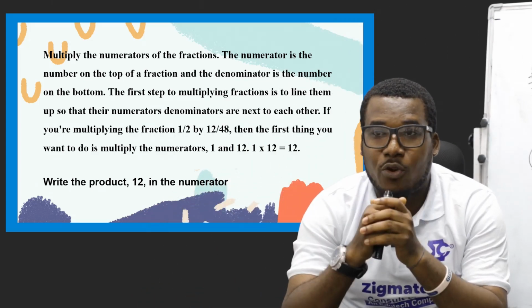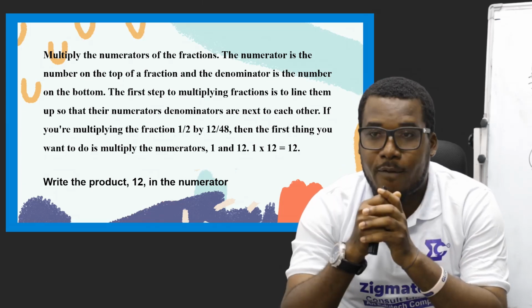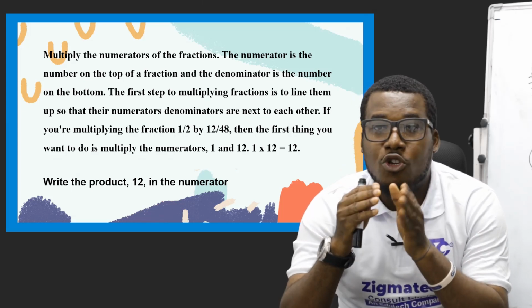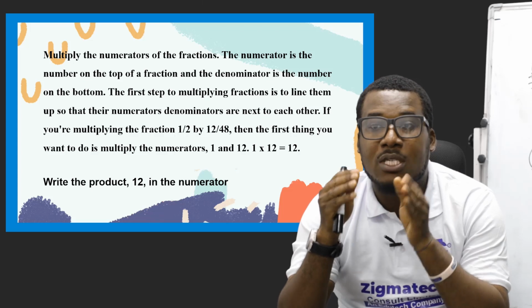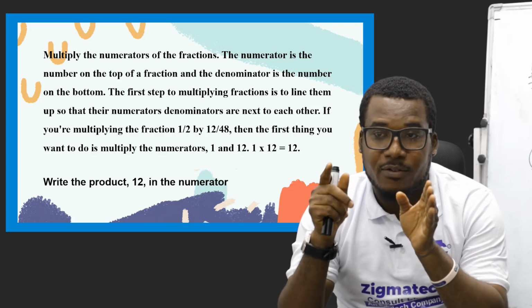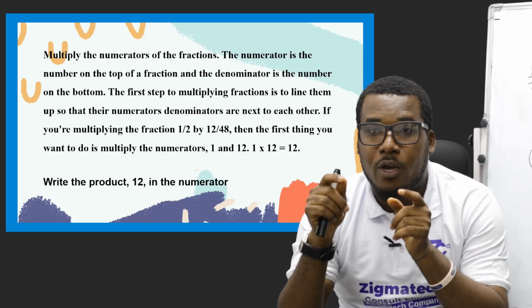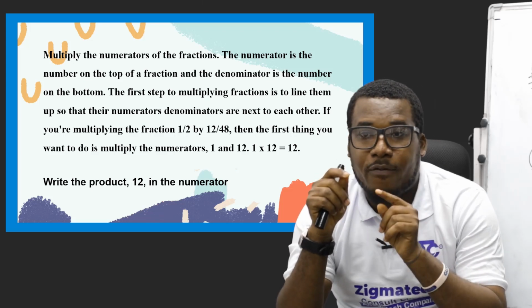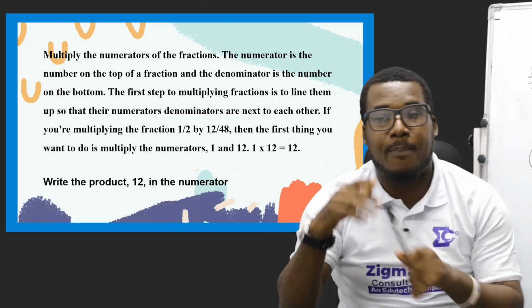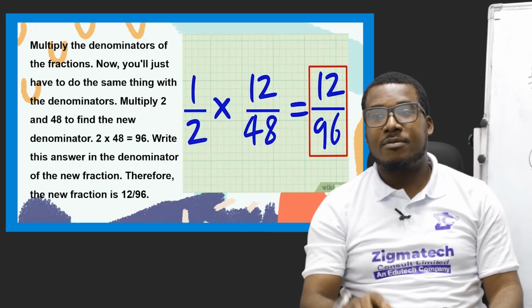If you're multiplying the fraction 1 over 2 by 12 over 48, then the first thing you want to do is multiply the numerators first. That's the first thing. First things first. 1 and 12. And 1 times 12 will give you 12. Write the product 12 in the numerator so it goes up in this way.